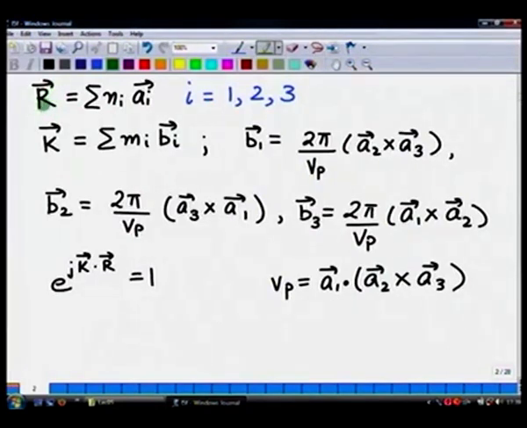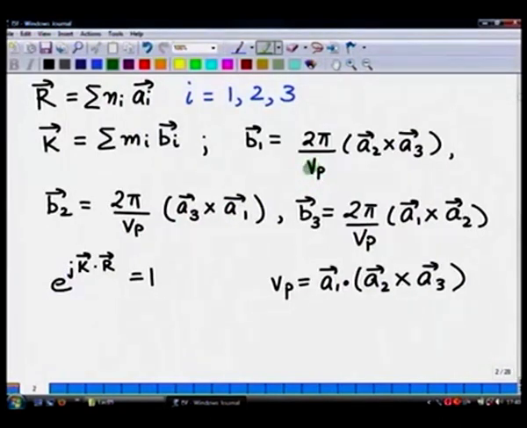If that is so, then we defined another vector this way. Initially, we just defined it that consider there is a vector like this. Then we decided that we will define B1 like this, B2 like this, B3 like this, where Vp was the volume of the primitive cell in direct lattice, the real lattice, where the lattice points are arranged. I will use that word direct lattice for it as opposed to reciprocal lattice.